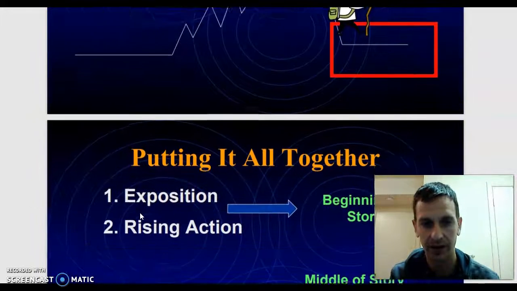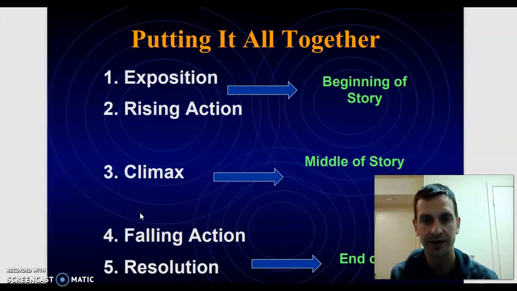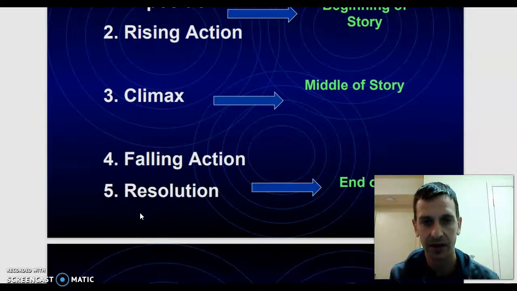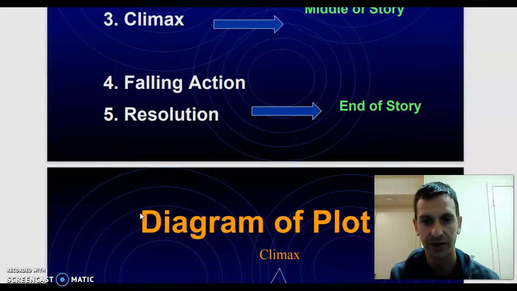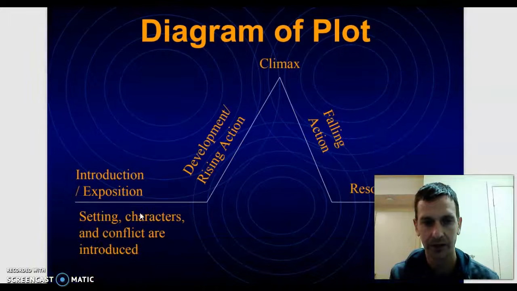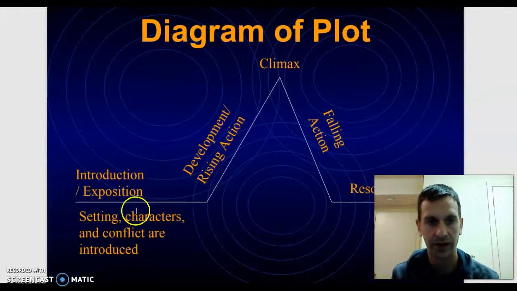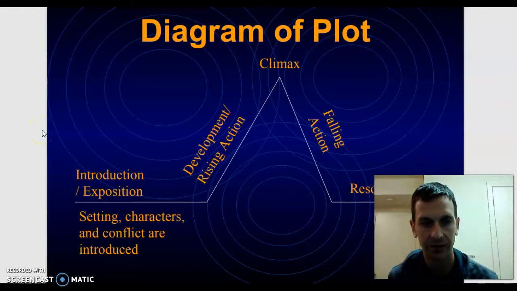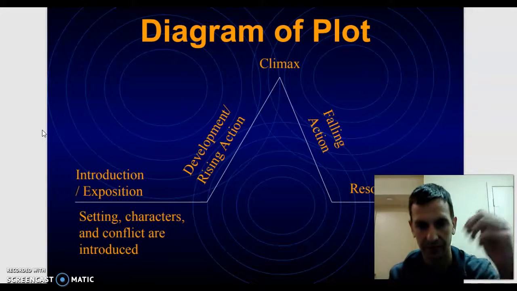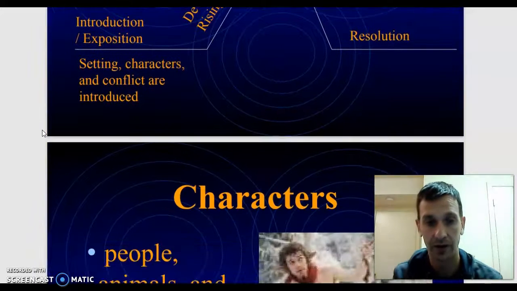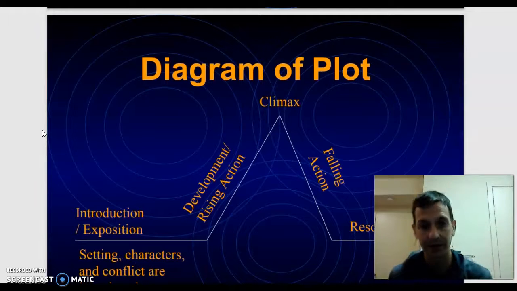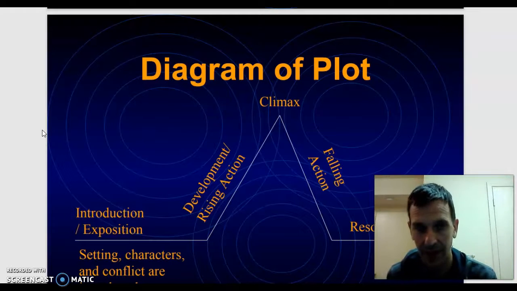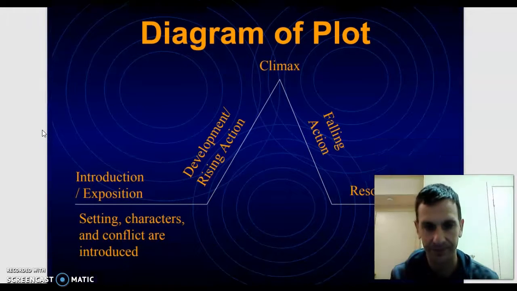All right, so if we put it all together, exposition and rising action is the beginning, climax is the middle, falling action and resolution is the end of a story. And then if we look at the diagram some more, this is kind of reiterating what we just talked about. Introduction, developing action, most important part, the climax, falling action, resolution. All right, so that is our plot. It's very important that you understand the plot and how that comes to be.